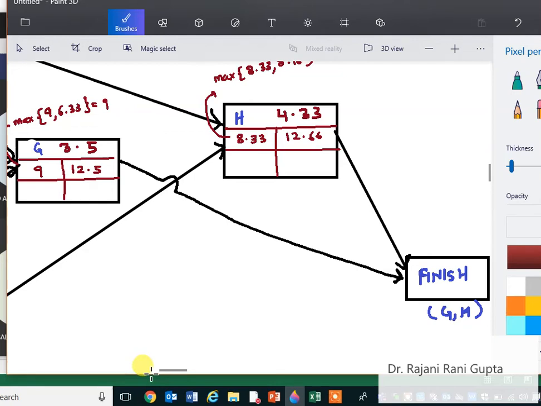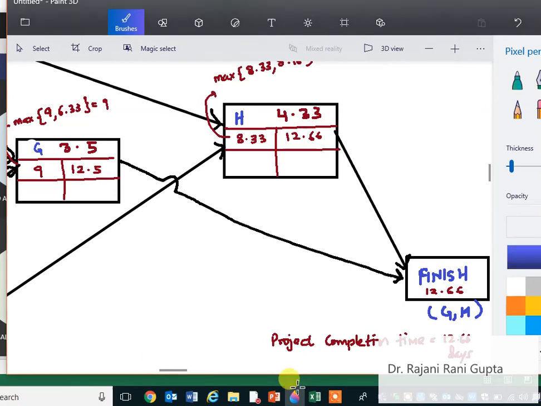So we say that here the total finish time is 12.66. Again we selected the maximum. So we say project completion time is 12.66 days. Now as we are saying approximately, this is a probabilistic approach. So here it's possible to get the days in the number. So we can approximate it by 13 days.